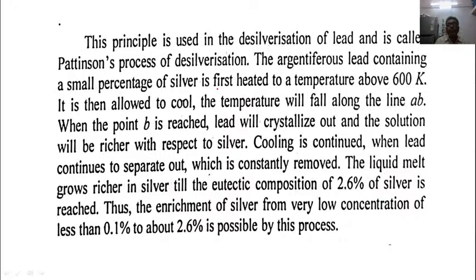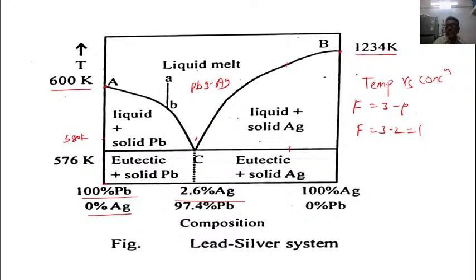The temperature will fall along the line AB. You can see that process, it is shown here. Above the temperature 600 Kelvin, we have to heat the mixture, meaning it is totally converted into the liquid state. Lead is maximum there, no doubt. A trace quantity of the silver is there and we want to remove the silver. That process is called the desilverization process.